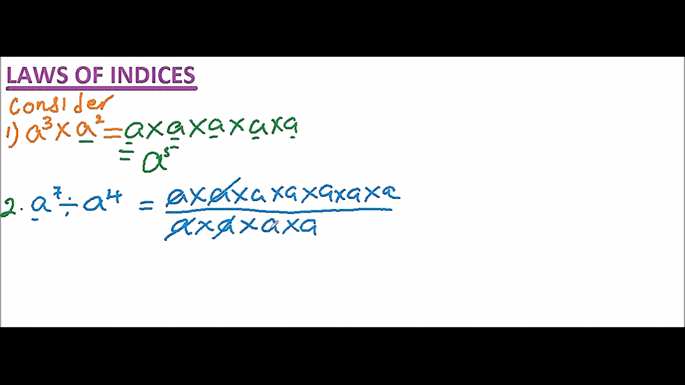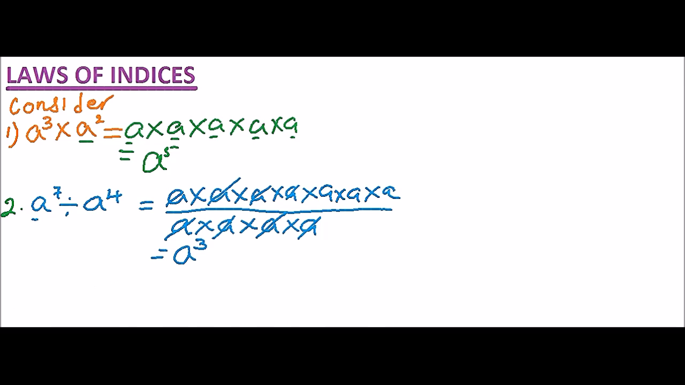Divide a by a, we get 1. Divide a by a, we get 1. So we will be left with 1, 2, 3. It is equal to a to power 3.